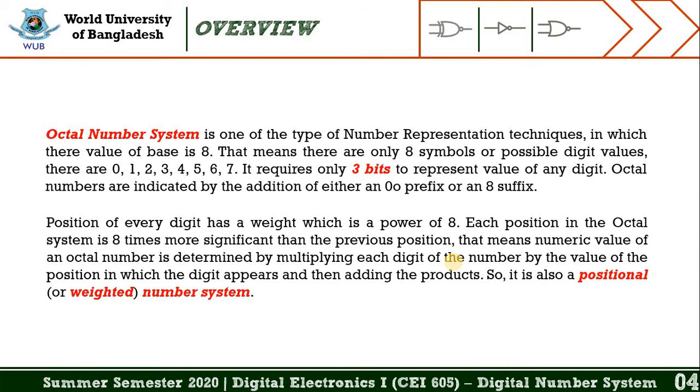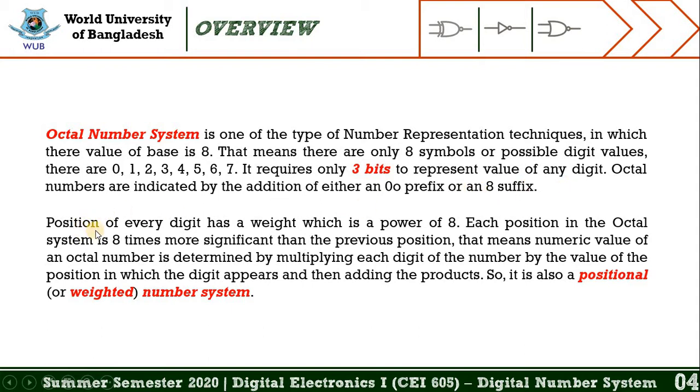First, we need to know the overall scenario of octal number system. So let's begin. Octal number system is a type of number representation technique in which the value of base is 8. That means there are only 8 symbols or possible digit values. They are 0, 1, 2, 3, 4, 5, 6 and 7. It requires only 3 bits to represent the value of any digit. Octal numbers are indicated by the addition of either a 0 prefix or an 8 suffix.